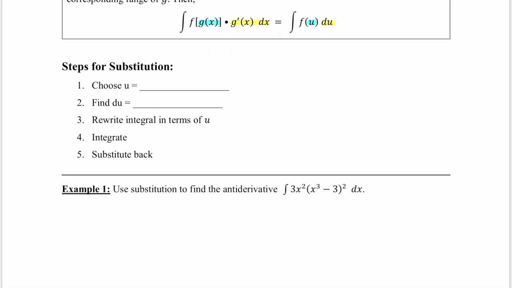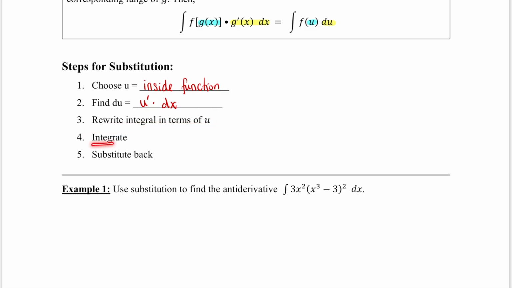Here are the steps. Step 1, choose u. Usually, u is the inside function. Step 2, find du. Take the derivative of u, then multiply by dx. So du equals the derivative of u times dx. Step 3, rewrite the integral in terms of u. This is very important. After we substitute, we should not have any x's left in the integral. Everything should be written using u and du.